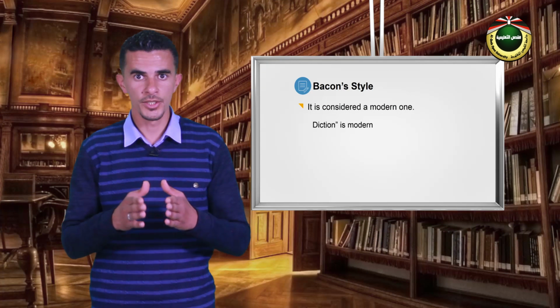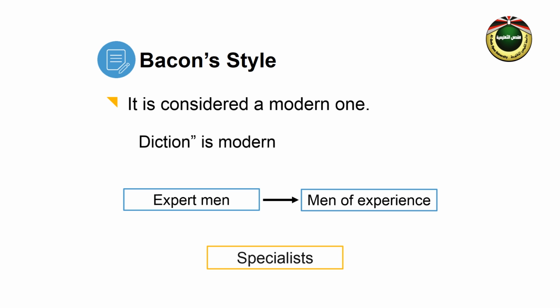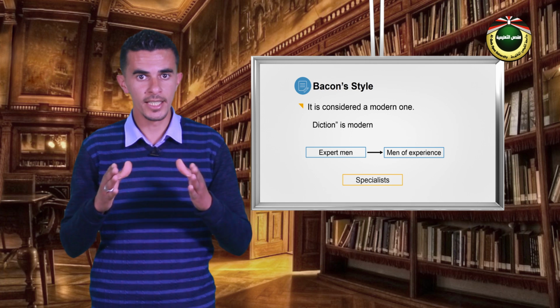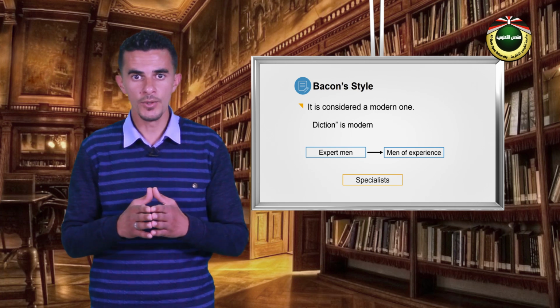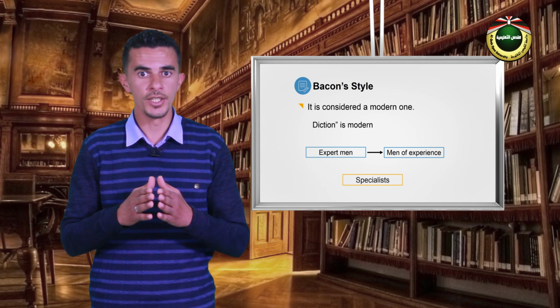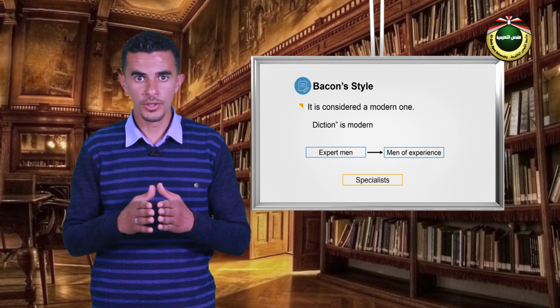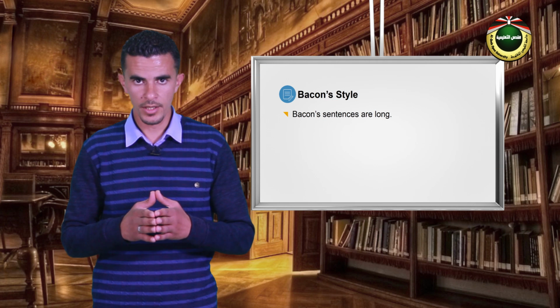Bacon's style is considered a modern one. Bacon uses up-to-date words, so diction is modern. He uses some obsolete words, but these words do not make the essay difficult to understand. Bacon precisely chooses his words and expressions because he is an intellectual man. He sometimes uses certain words as they were used to mean in his time, but they are used differently nowadays. For example, he uses the expression expert men to mean men of experience. Nowadays, the expression is used to mean specialists.